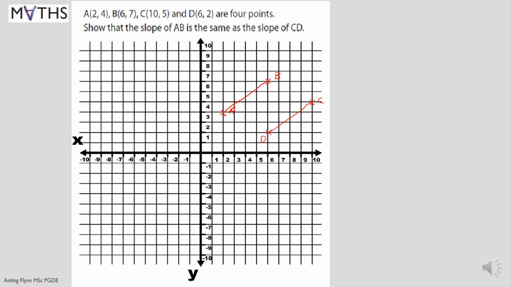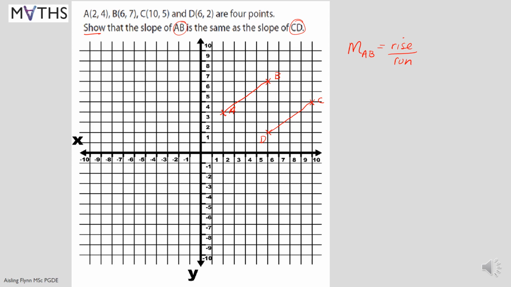Okay, and we're asked to show that the slope of AB is the same as the slope of CD. Now it certainly looks like it, doesn't it? They look to be pointing in the same direction, but let's do some measurement. Now the letter M is used for slope, so I'm just going to use that so you become familiar with it. So the slope is equal to rise over run.